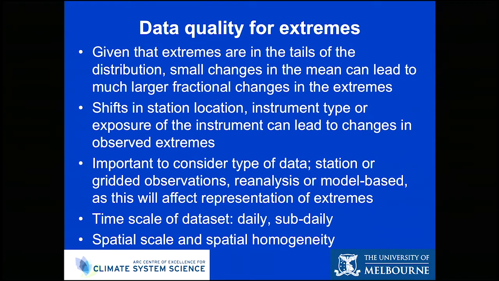Any questions about data quality? The most important thing that you need to consider is whatever data you use won't be good enough, whether it's models or observations. You had a question in the back.